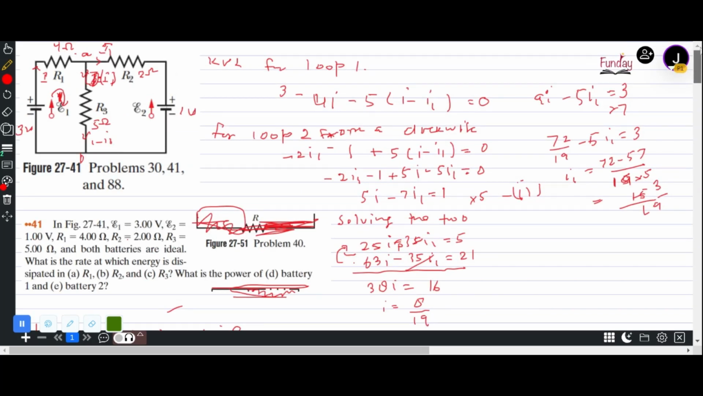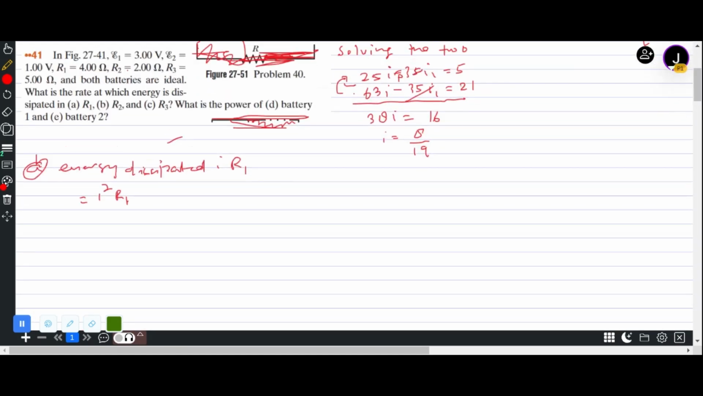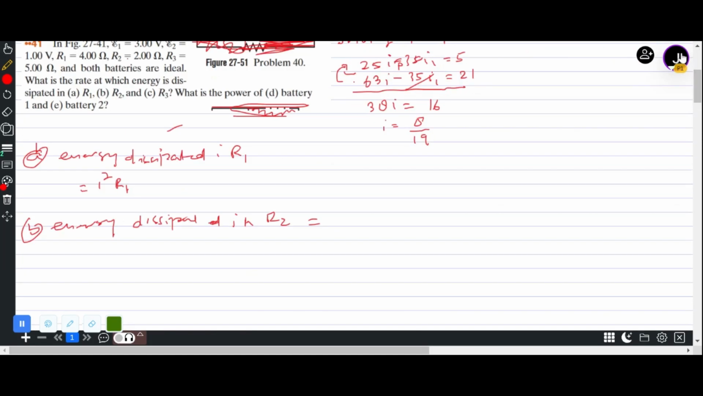Now we have question A part, which says that what is the rate at which energy is dissipated. Now we know that the current in R1 is I, the full current, that comes from E1. So energy dissipated, we know the formula, that is I square R. So it will be I square R1. Energy dissipated in R2 is going to be, where is R2? R2 is this 2 ohm. So it is going to be I1 square R2.